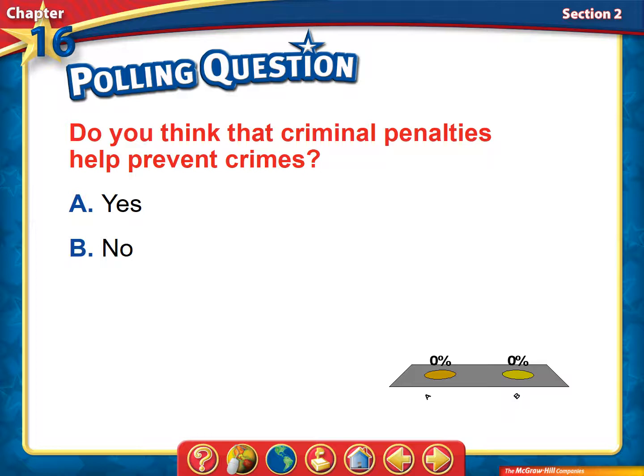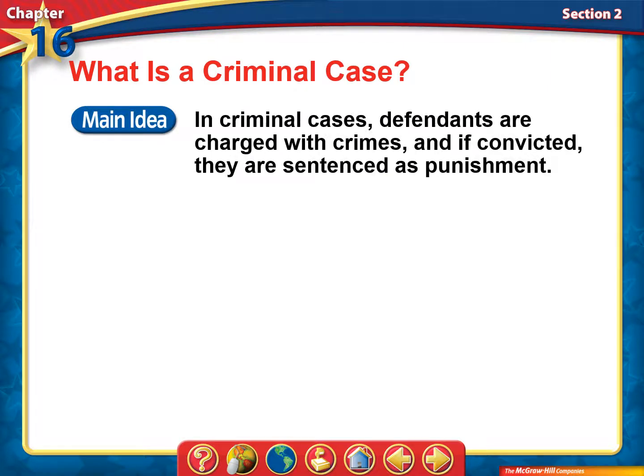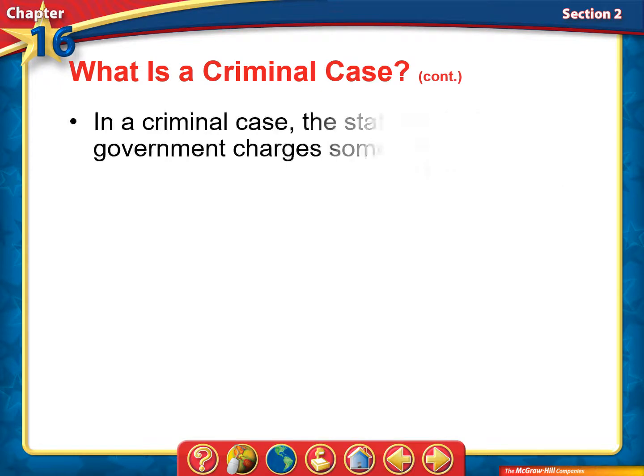The underlying principle with the criminal justice system is to prevent crimes that harm our society. And so that's the purpose of penalties. We know that just because a law is in the books, that does not mean that everyone will follow it. And so we must put penalties in place. And sometimes they are an effective deterrent, sometimes they are not. So in criminal cases, defendants are charged with crimes, and then if they are convicted, they are then sentenced as punishments. We'll look at that process today.